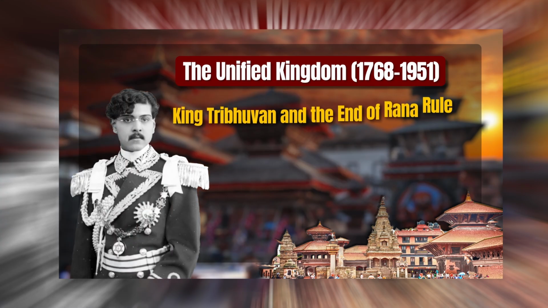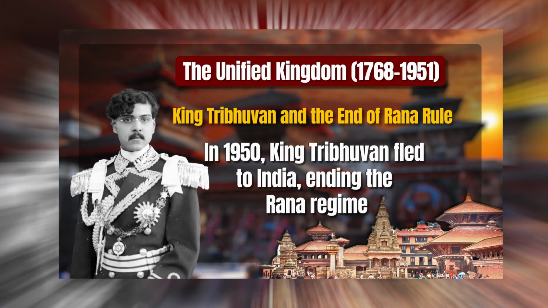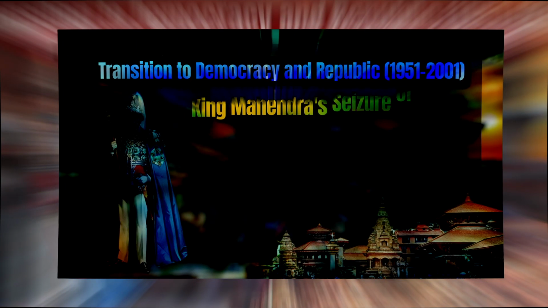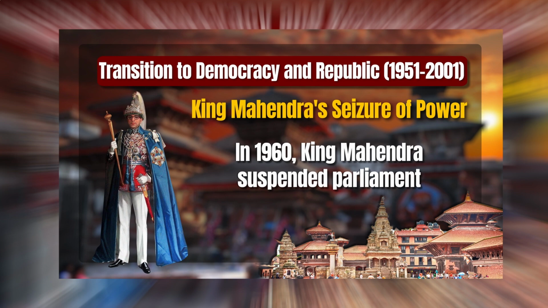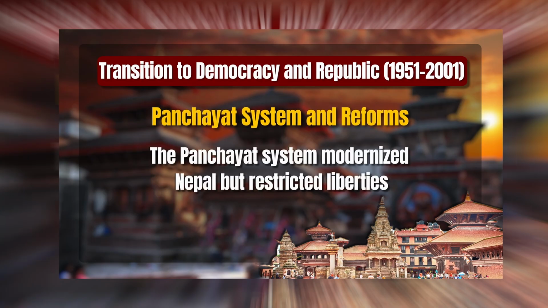In 1950, King Tribhuvan fled to India, triggering an armed revolt that ended the Rana regime, restoring the monarchy's power and leading to a period of quasi-constitutional rule. In 1960, King Mahendra suspended parliament and the constitution, establishing a non-party system. The panchayat system modernized Nepal but restricted liberties, leading to demands for reform.